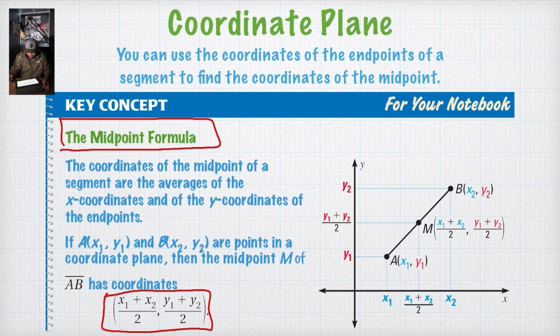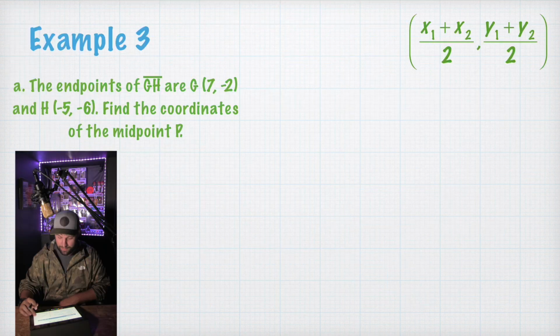If A and B are points in a coordinate plane, then the midpoint M of AB has the coordinates with this formula. So all you're doing is taking the average of the x values separate from the y values and finding out what the average of the x's and y's are. And that's going to be your midpoint. And you're going to do that with this formula. And guess what? We're going to do examples of it and have all sorts of fun with it.